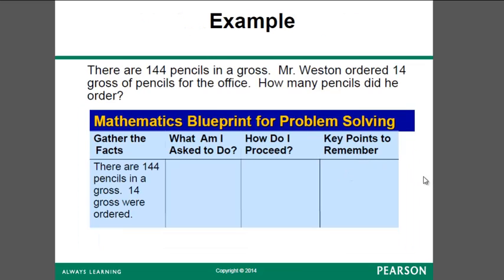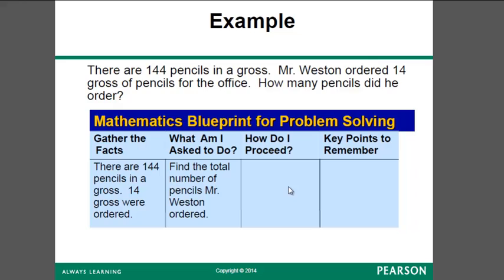For instance, there are 144 pencils in a gross. Mr. Weston ordered 14 gross of pencils for the office. How many pencils did he order? Well, the first column is gather the facts. There are 144 pencils in a gross, and 14 gross were ordered. Those are the facts. What am I asked to do? I want to know the total number of pencils Mr. Weston ordered.